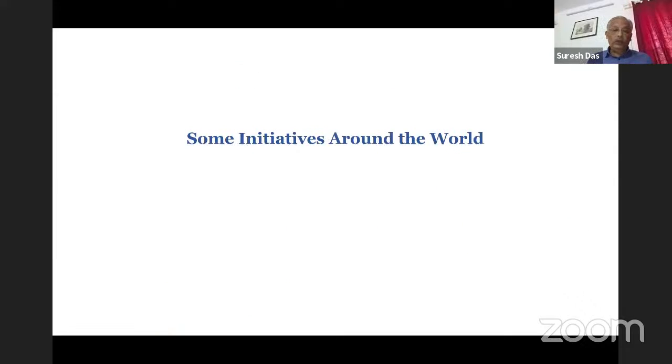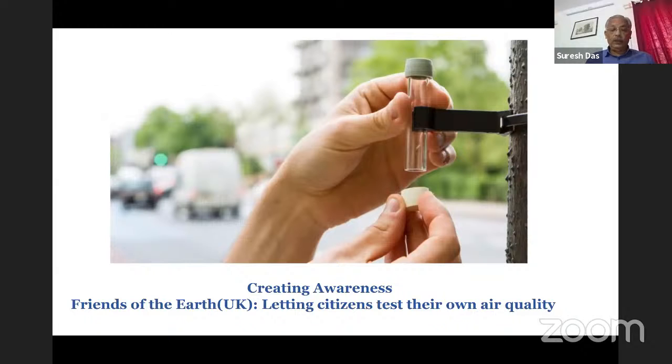Okay, I don't, of course, want to leave that. There are many scientists who do this, and I thought I would conclude with a few initiatives around the world on how this is done, taking specifically the problem of cleaner air, for example. This is Friends of the Earth in the UK. They have started an initiative where they let citizens test their own air quality. This brings awareness. Societies start measuring their own air, and that gets them interested in the question and the importance of clean air.